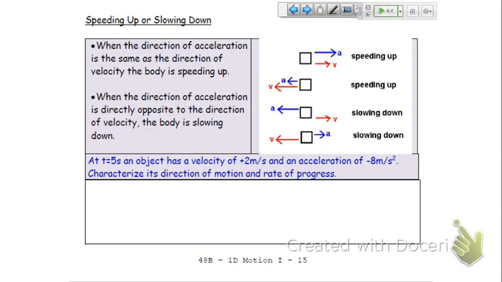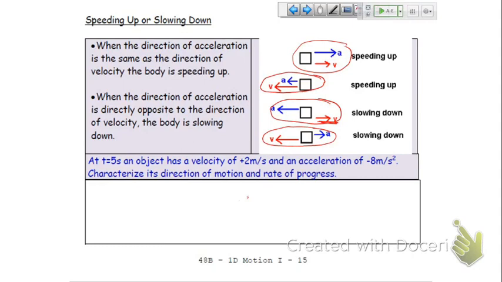So, if the acceleration is positive and the velocity is positive, you're speeding up while going in a positive direction. When the acceleration is negative and the velocity is negative, you're speeding up while going in a negative direction. When the acceleration is negative and the velocity is positive, you're slowing down while going in a positive direction. And when the velocity is negative and the acceleration is positive, you're slowing down while going in a negative direction.